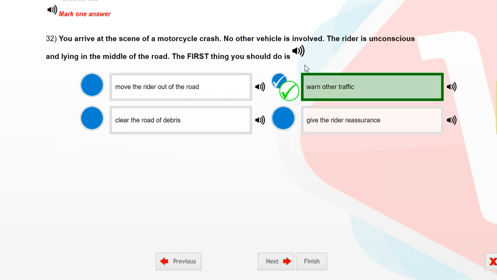You arrive at the scene of a motorcycle crash. No other vehicle is involved. The rider is unconscious and lying in the middle of the road. The first thing you should do is warn other traffic.